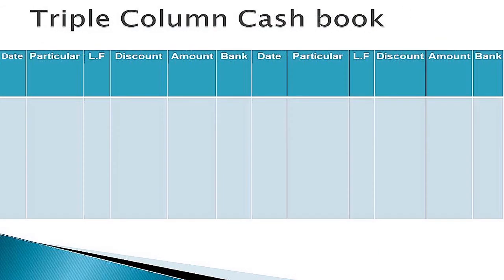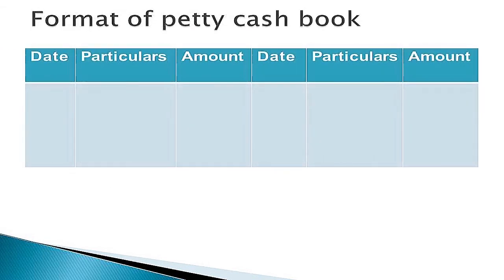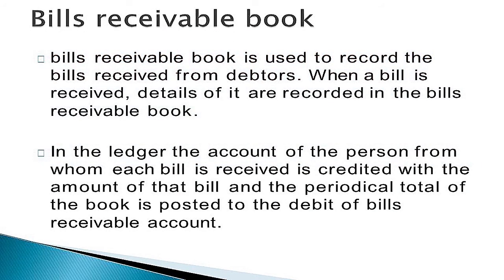Now with examples we will learn. Right. Bills receivable book is used to record the bills received from the debtors. While a bill is received, details of it are recorded in the bills receivable book. Whatever goods we sold to customers, instead of paying cash, they will accept a bill. That bill for us is called a bills receivable. That bills receivable is recorded in bills receivable book with the details.